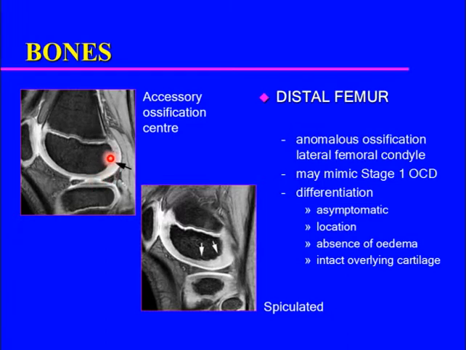There is no bone marrow edema. The overlying cartilage appears relatively intact. There is no defect. Again, in this case, it's just a lobulated outline of the femoral condyle due to anomalous ossification of the lateral femoral condyle. It's a normal variant. It's not a pathology.